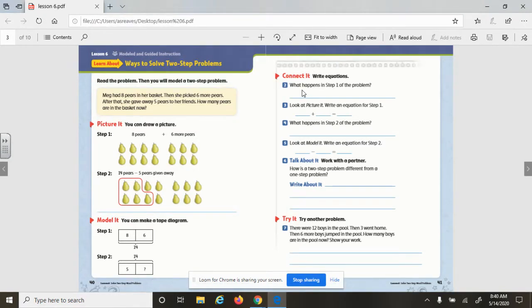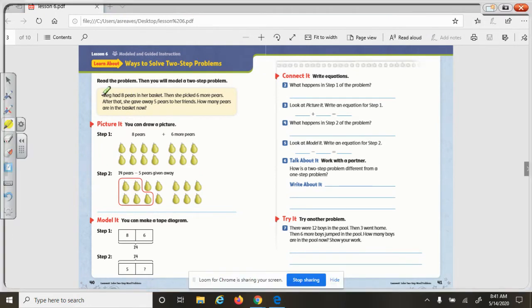All right, the first question asks you to write equations. What happens in step 1 of the problem? So in step 1, we have Meg has 8 pears and she picks 6 more pears. So these words right here are what happens in step 1. You could take that first sentence and copy it right here because that's exactly what happens in step 1, that Meg has 8 pears in her basket, then she picks 6 more pears.